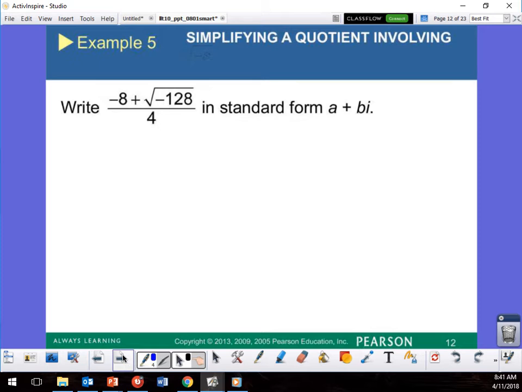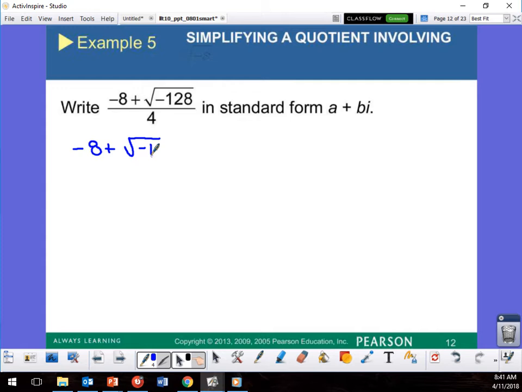Example 5 is, what formula does this look like? It looks like half the quadratic formula, right? Why is it only half? It's missing the plus or minus. And everything's inside here, so the argument is this little thing inside there, right? So let's go ahead and break this up. It's going to be negative 8 plus, now let's take out the negative 1, right?